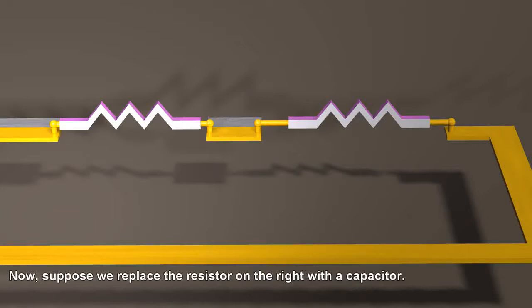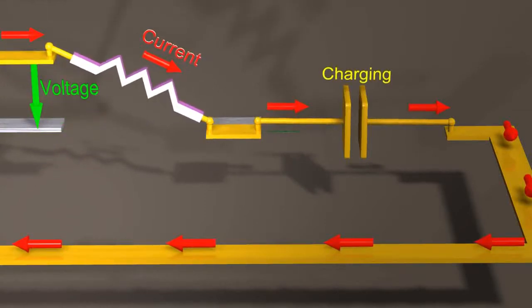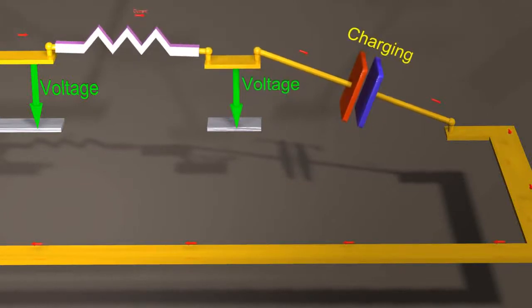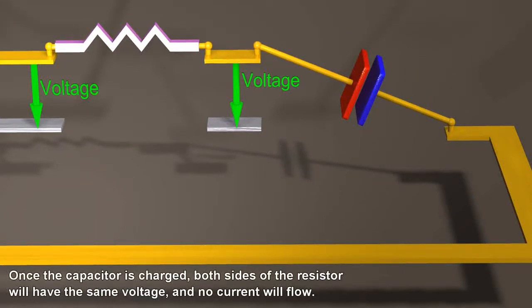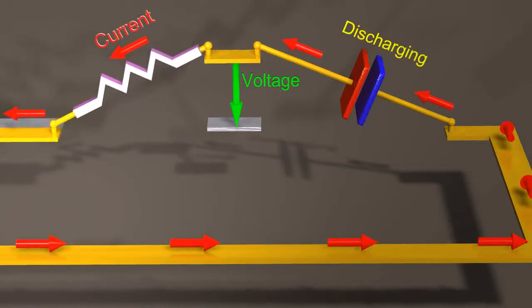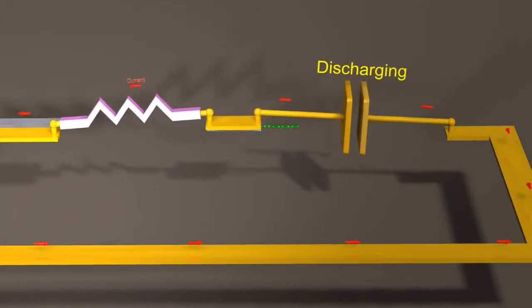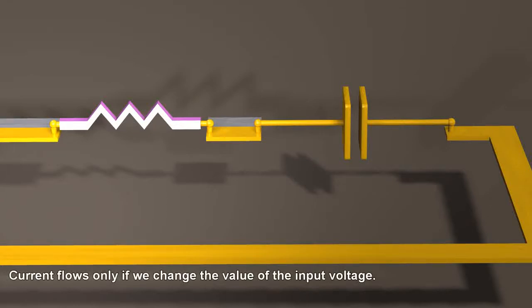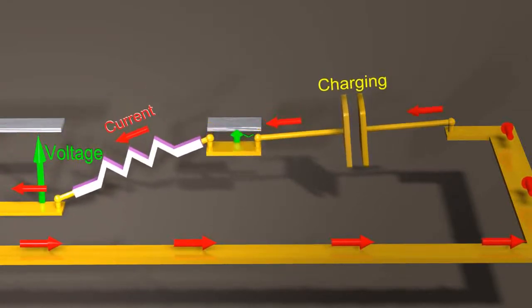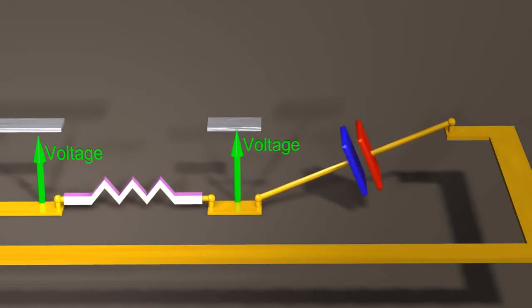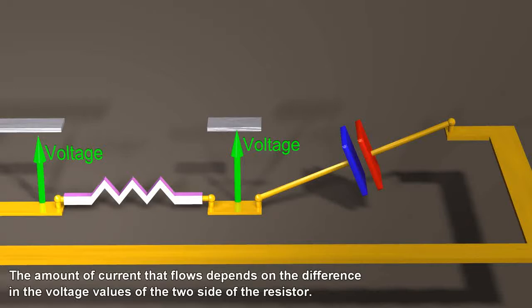Now suppose we replace the resistor on the right with a capacitor. Once the capacitor is charged, both sides of the resistor will have the same voltage, and no current will flow. Current flows only if we change the value of the input voltage. The amount of current that flows depends on the difference in the voltage values of the two sides of the resistor.